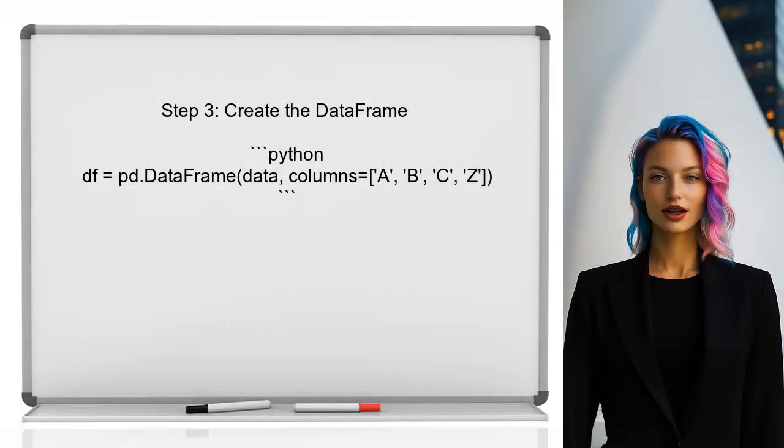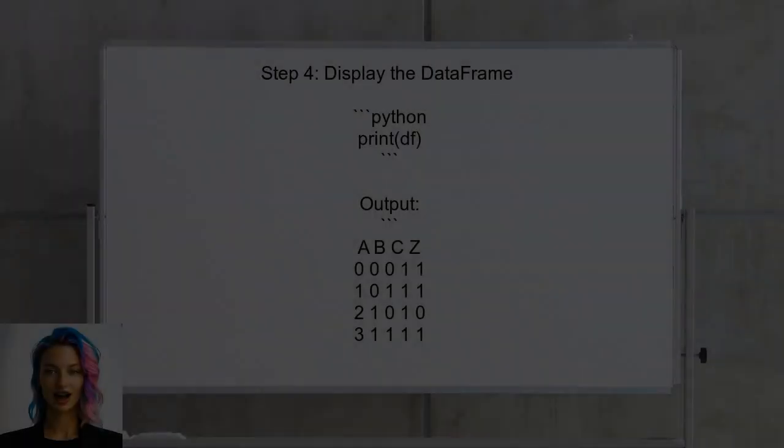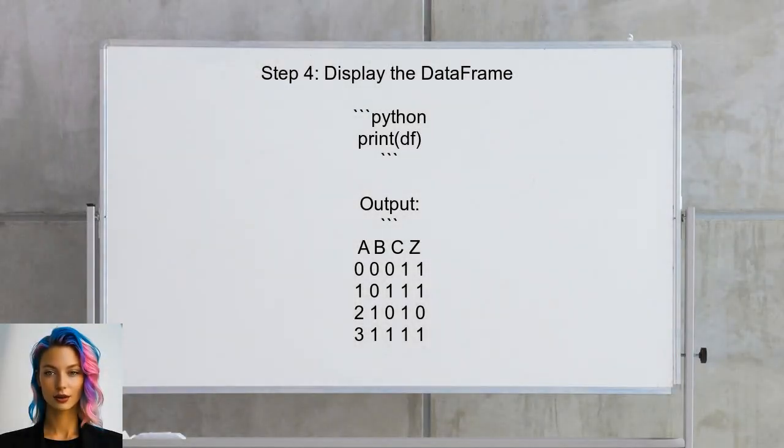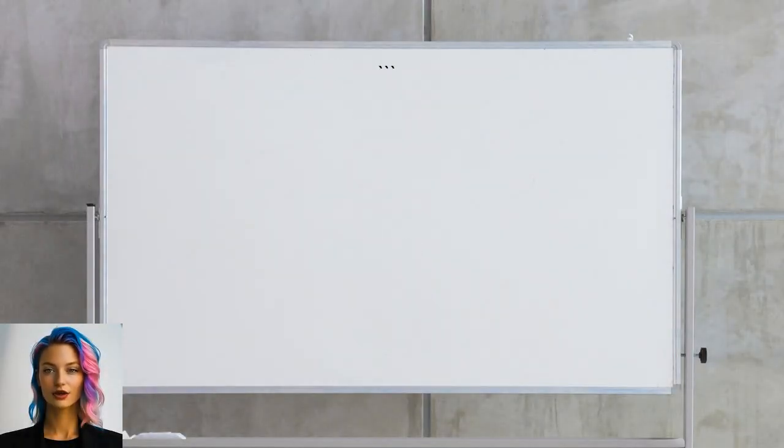Now the user can convert this list of tuples into a data frame. They should use the Pandas data frame constructor and specify the columns. Finally, the user can display the data frame to see the result. This can be done simply by printing the data frame.